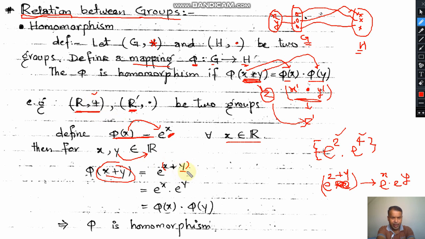Now, if you solve it mathematically, it can be broken into the product of two different elements, e raised to the power x and e raised to the power y. In this case, the first element is the mapping of x, while the second element is the mapping of y. So here, the mapping of the composition of two elements is equivalent to the composition of their mappings. So this phi is called a homomorphism.